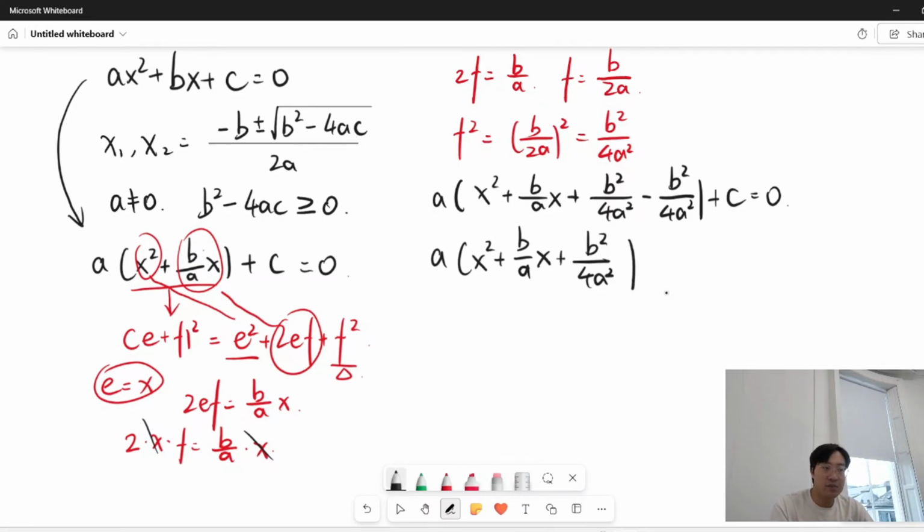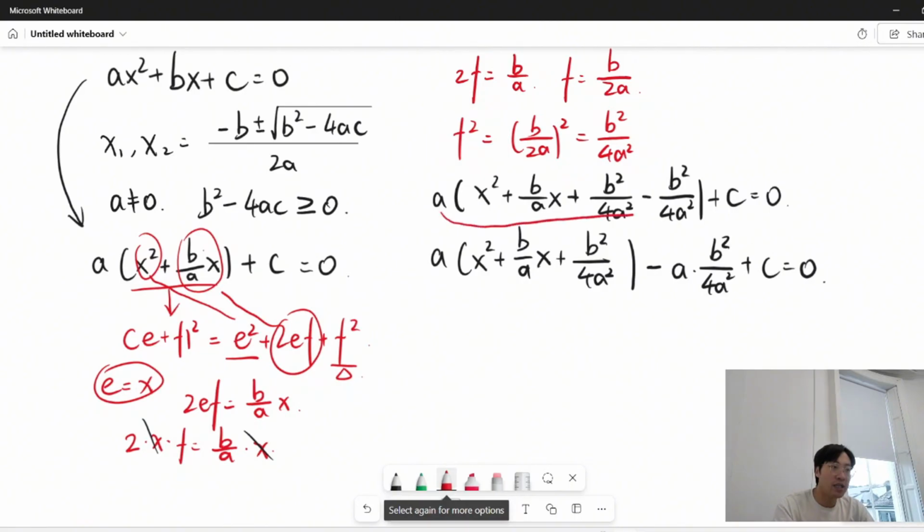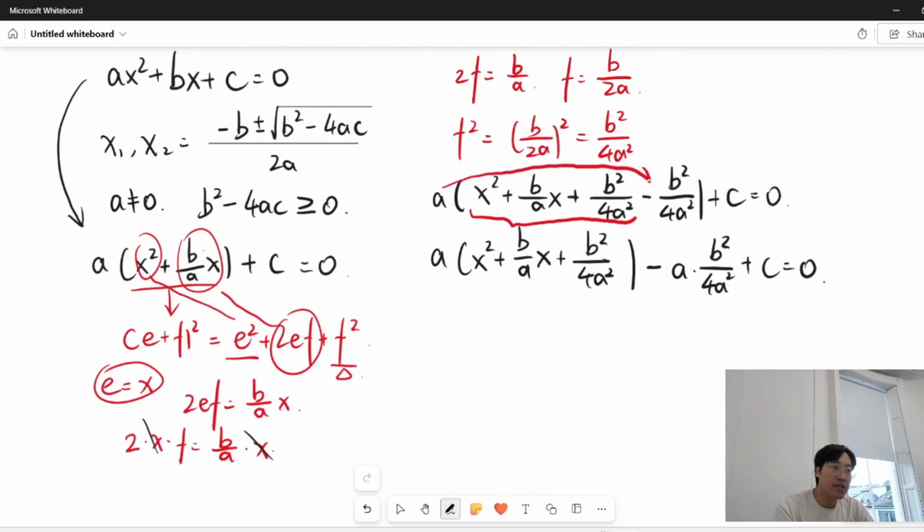We take this out of the bracket, and the second part would become minus a times b squared over 4a squared plus c equals to 0. That's because we multiply a for the first part and the second part of the equation. So the first part is here, and the second part is when we multiply a to this, so it becomes this term here. Now, hopefully this does make sense.